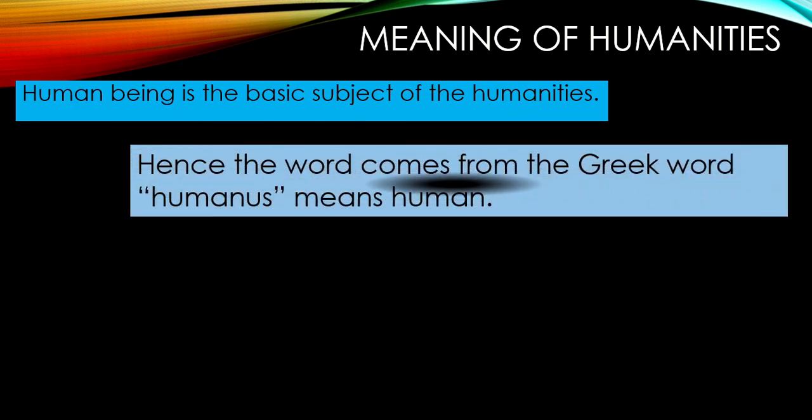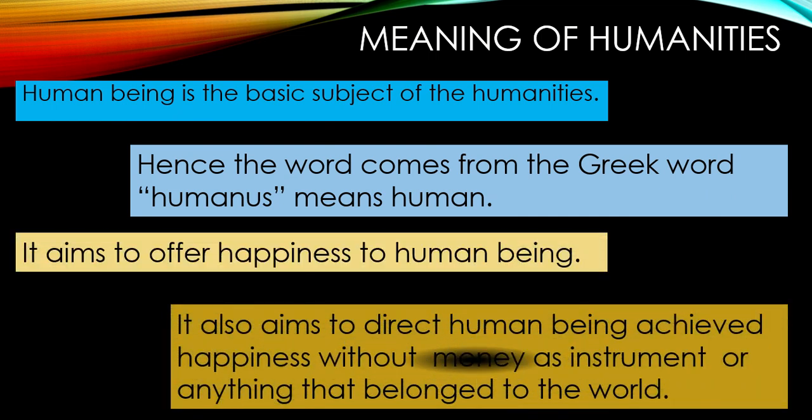The human being is the basic subject of the humanities. Hence, the word comes from the Latin word humanus, meaning human. It aims to offer happiness to human beings. It also aims to direct human beings to achieve happiness without money as an instrument or anything that belongs to the world.